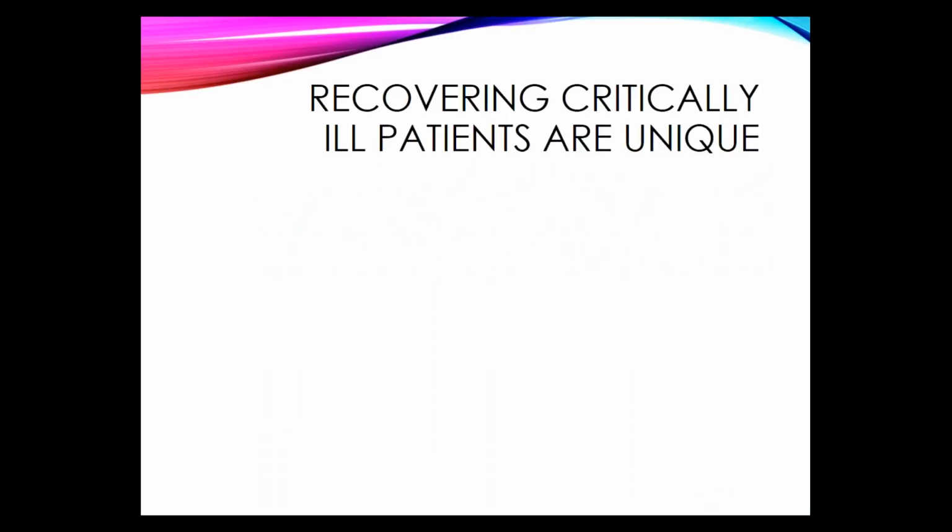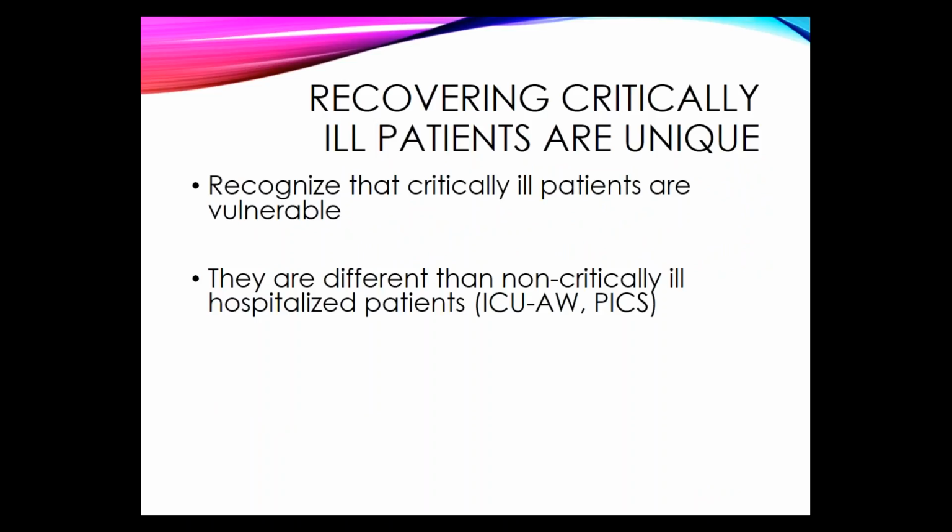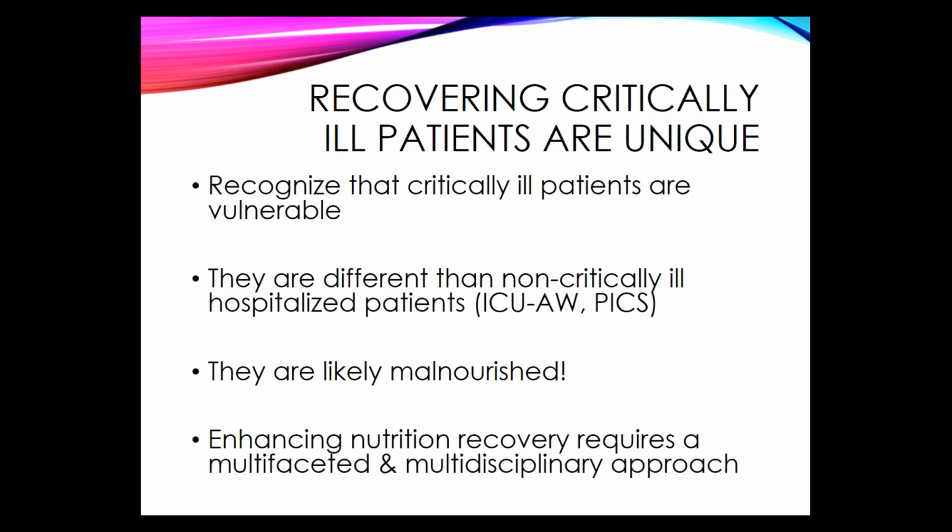So what can we do to improve intake in this vulnerable group? And I think the first thing that we need to do is recognize that the critically ill are a vulnerable patient population, and they're very different than your typical medical surgical population. And again, think about post-intensive care syndrome, ICU-acquired weakness. We also need to consider that likely after an ICU stay, you're probably malnourished or, again, very high risk. And enhancing nutrition recovery requires a multifaceted and multidisciplinary approach.